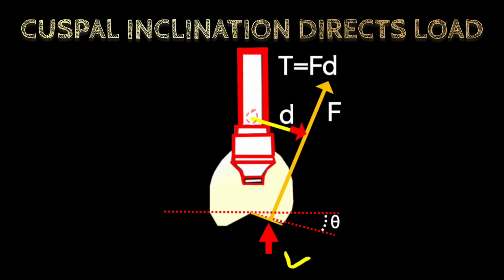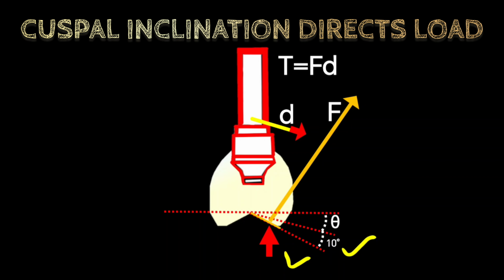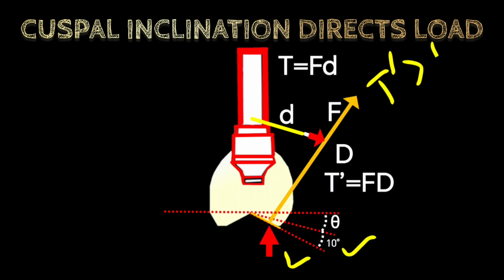On increasing the cuspal inclination by 10 degrees, this alters the working arm distance to d', as is shown here. Now the new torque acting upon the implant prosthesis becomes Fd'. According to Weinberg, the final torque is more than the initial torque by 30%.